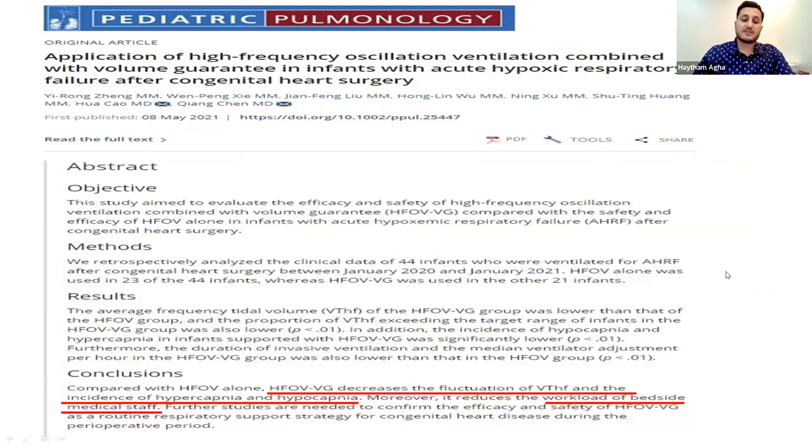So in this study, we found that in high frequency oscillatory ventilation using volume guarantee, there is a decrease in fluctuation of tidal volume and more wash of CO2. And so the workload of the bedside consultants and doctors in the ICU is less, because the machine adjusts itself to give the desired tidal volume, so it can increase or decrease the delta P as long as it's in the desired value.